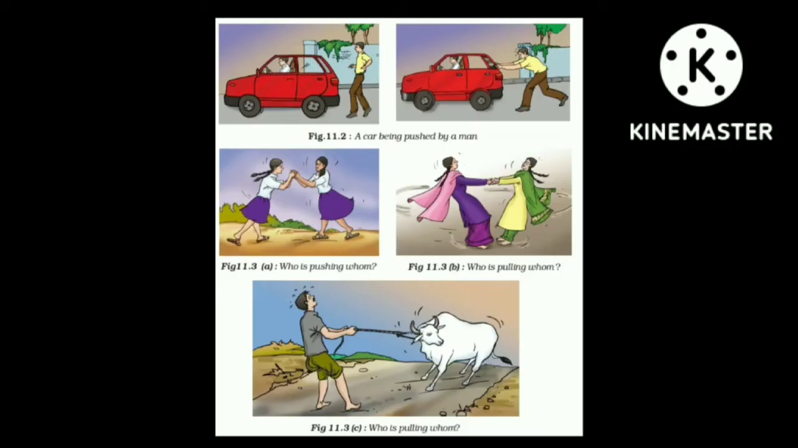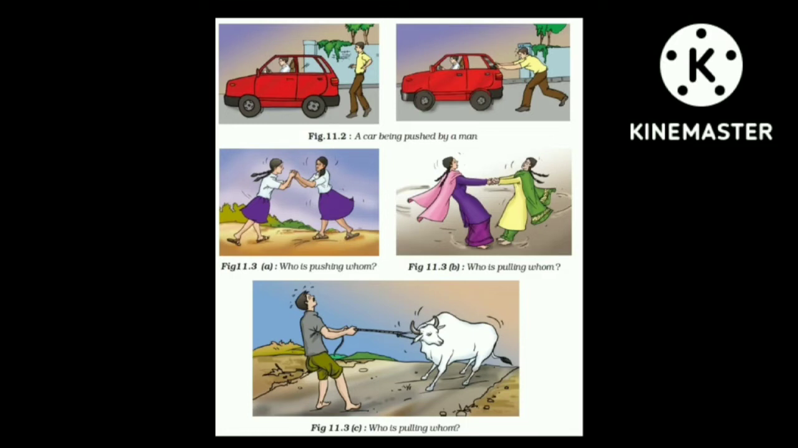In the first picture, we see that a person is standing behind the car. Suppose a man now begins to push a car. That is, he applied a force on it. The car began to move in the direction of applied force. This means that the man has to push the car to make it move.